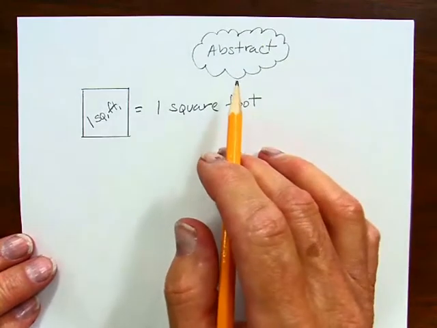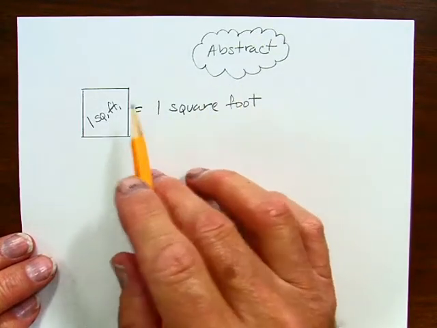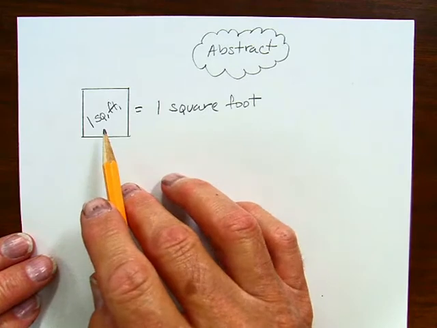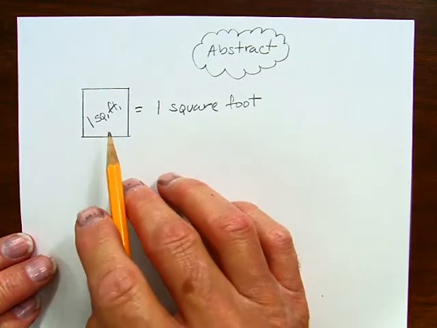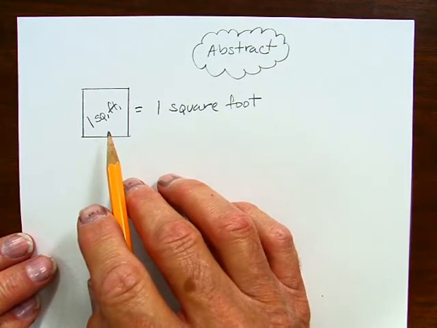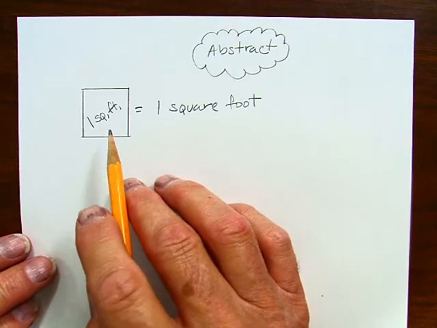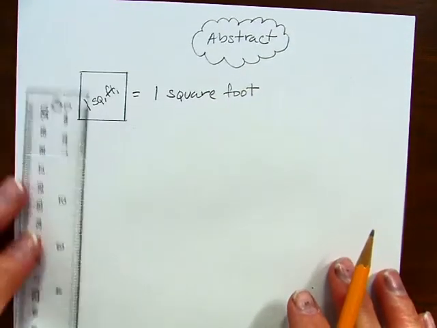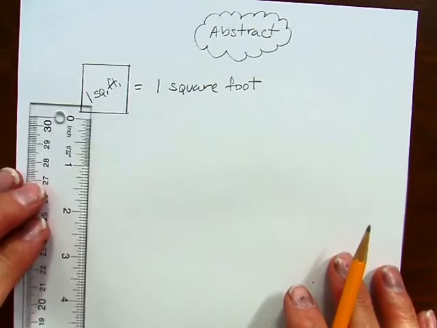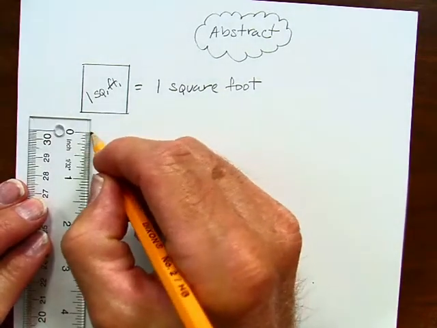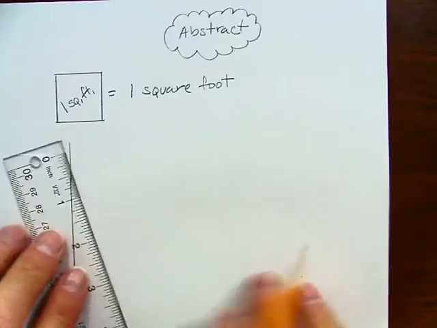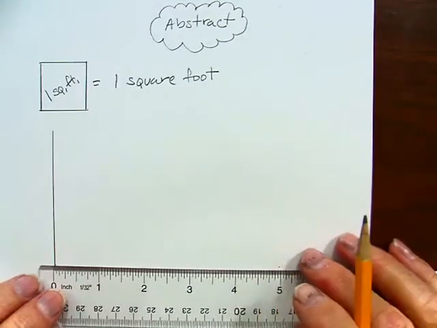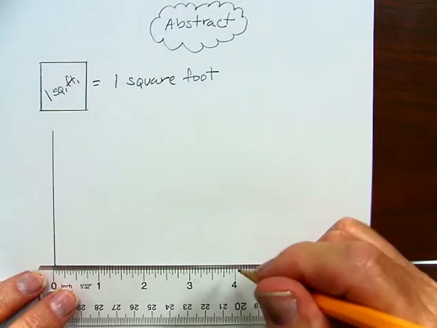So now we're getting into more abstract thought. When we start making drawings of things that aren't the same size, but we're imagining them, they're either larger or smaller than what we're imagining, or what we're calculating, that's going more into abstract. Now I'm going to draw a room that I'm going to imagine is 3 feet by 4 feet.